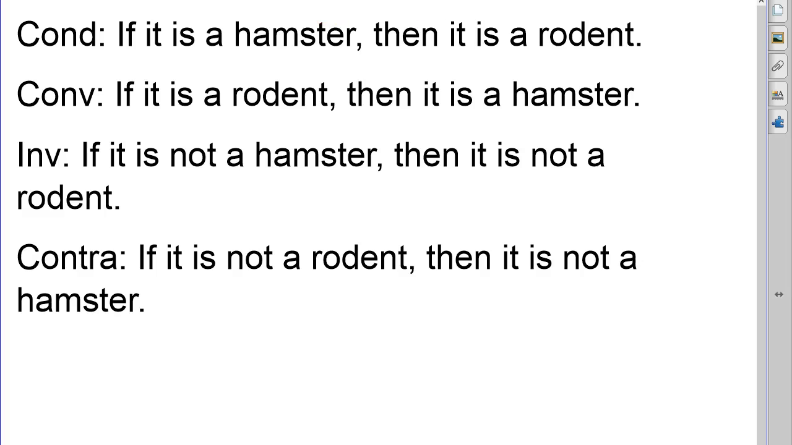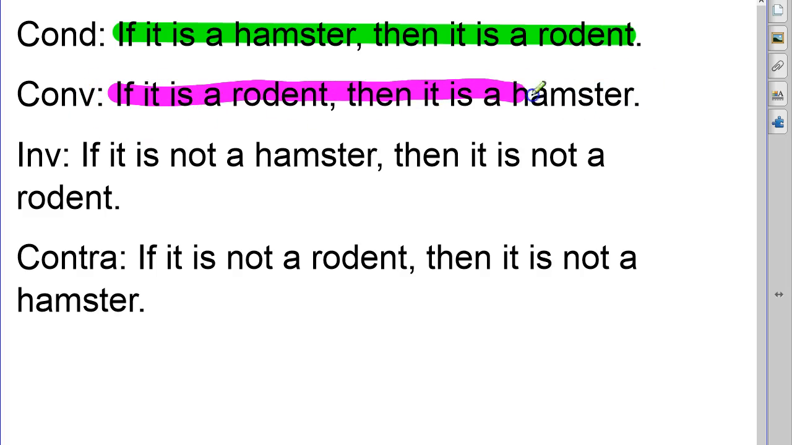Now here's the deal. I'm going to put this in green, the stuff that's true, and the stuff that's not true, I'll put it in red. So this is true. If you're a hamster, you're a rodent. A rodent's anything like a mouse, any kind of ground things like a chipmunk, whatever. So it's a rodent or a rat. A rat's also a rodent. Now, here's the deal. If it's a rodent, then it has to be a hamster. That's false. Because if you're a rodent, you could be a mouse. A mouse is a type of rodent. It's definitely not a hamster. So that's false.